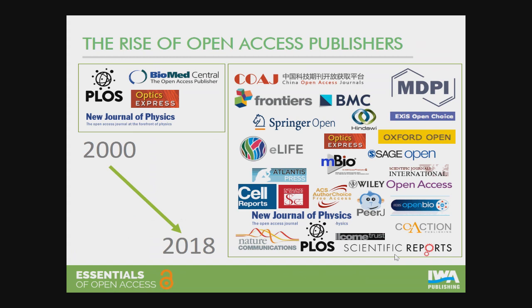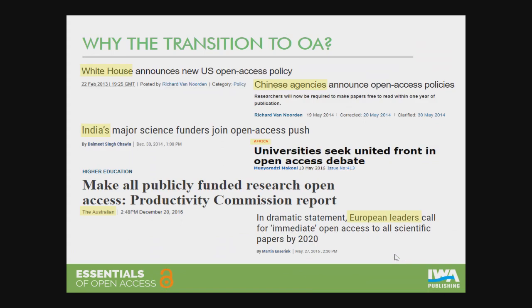And not only that, but subscription publishers have started to have open access options. So we're really seeing a huge rise in the options out there for people wanting to publish open access. So why the transition? A lot of this has been due to funding mandates across the globe. Different countries are having different approaches to open access.